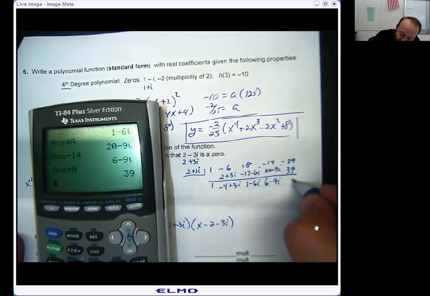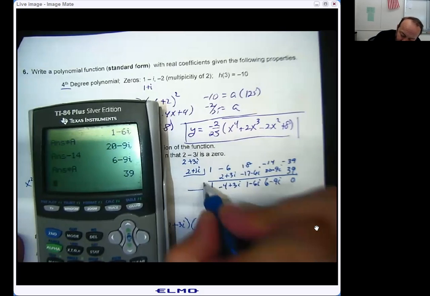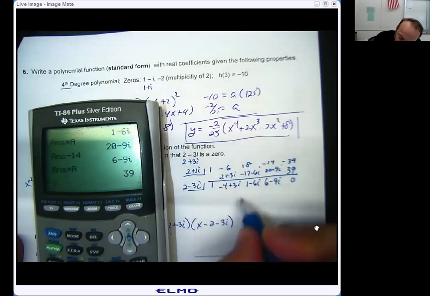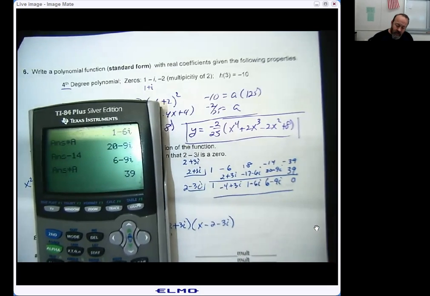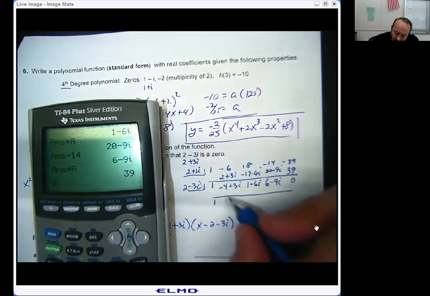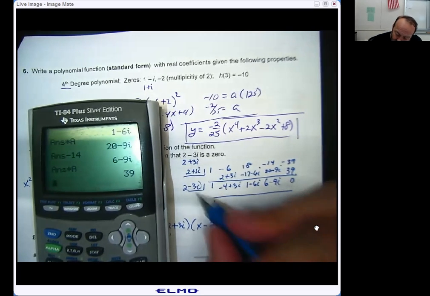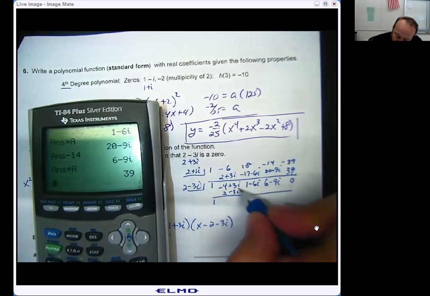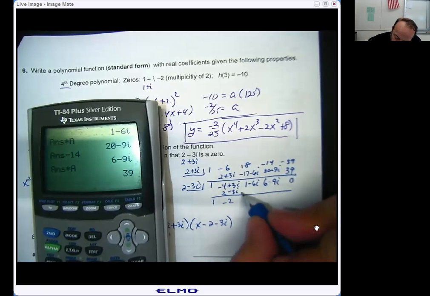Now, the cool thing about that is if we know that 2 plus 3i works, then so does 2 minus 3i. And this is what's kind of nice about this, because on the last step here, we don't really need our calculator anymore, because this multiplies to 2 minus 3i, and notice how the i's cancel. Then we multiply those together, and notice again the i's cancel.